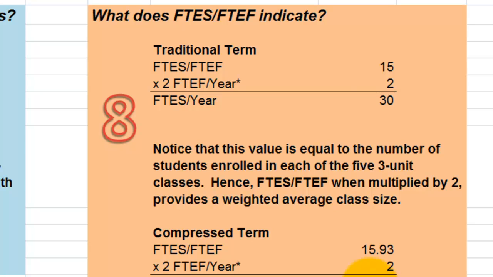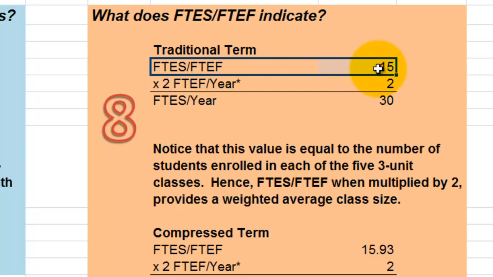So what does this FTES per FTEF indicate? Here's one understanding. This is the one that works best for me. As you look at a traditional term, if you have an FTES per FTEF ratio, which is 15, we've got to think about how this FTEF stands for the full-time equivalent faculty, which was adding up total loads until you get to 100%, and that was within a semester. So each full-time faculty member gets to 1 FTEF in a year, or in a semester.